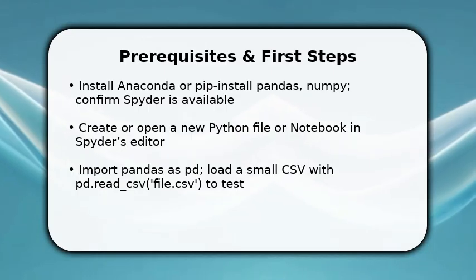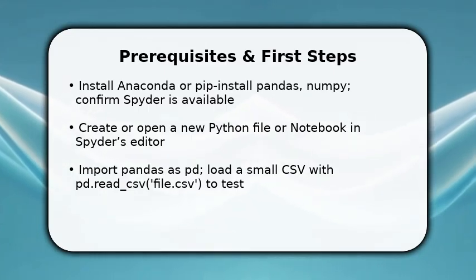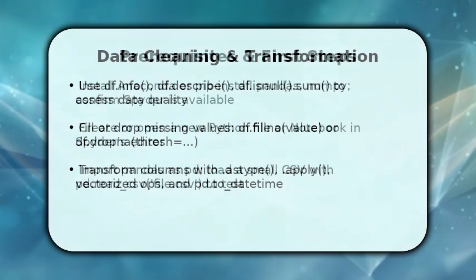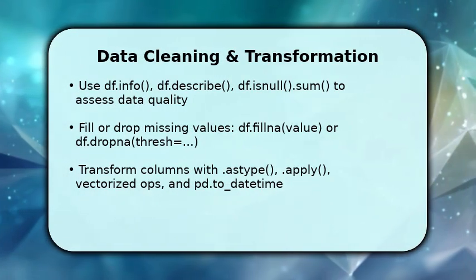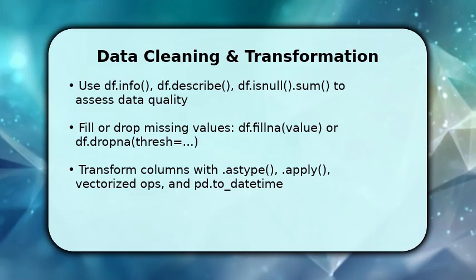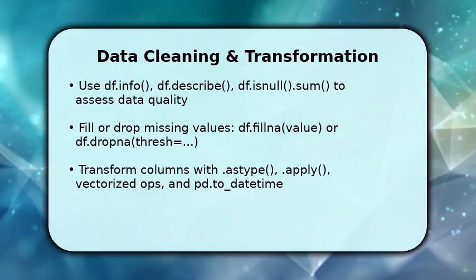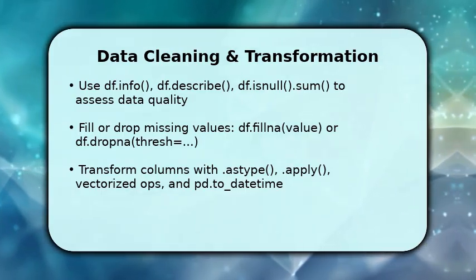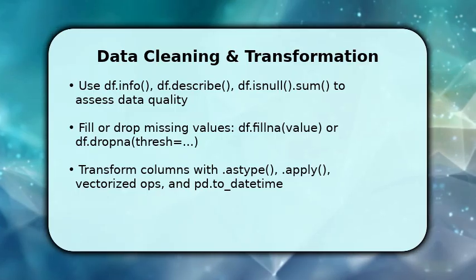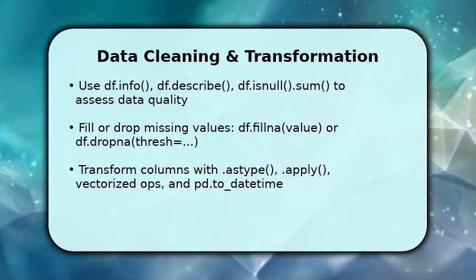Now you clean and shape data. Start by running df.info and df.describe to find issues, then quantify missing values with df.isnull().sum(). Decide whether to fill or drop missing entries. Use df.fillna for default values or df.dropna with thresholds to keep useful rows.